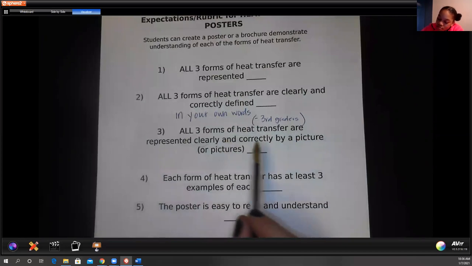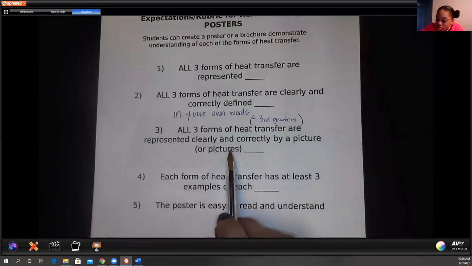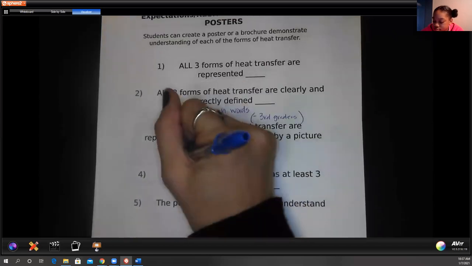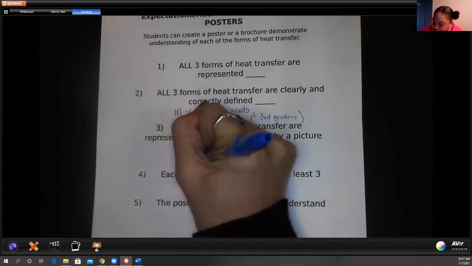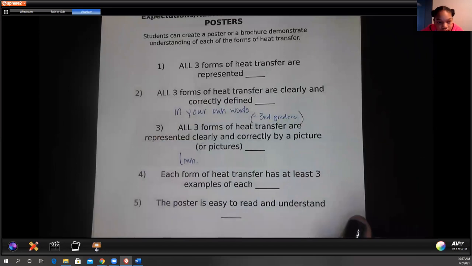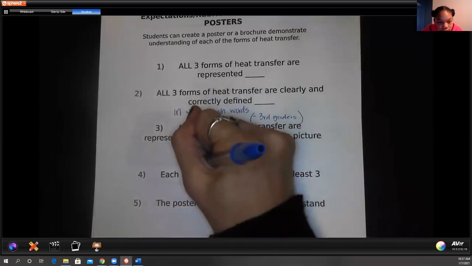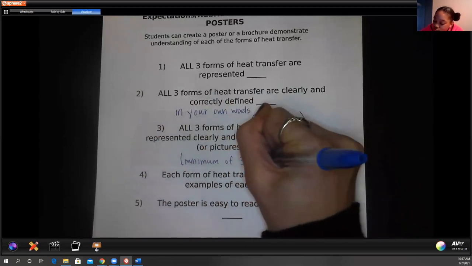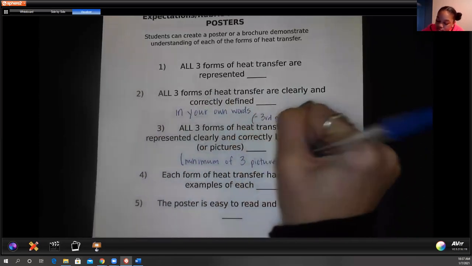All three forms of heat transfer are represented clearly and correctly by a picture or pictures. Doesn't mean you need to have an example for each, or a picture for each example. Just at least one picture per form of heat transfer. So that would be a minimum of how many pictures? 3. Minimum of 3 pictures. But when I say minimum, it doesn't mean that you only have to do 3.